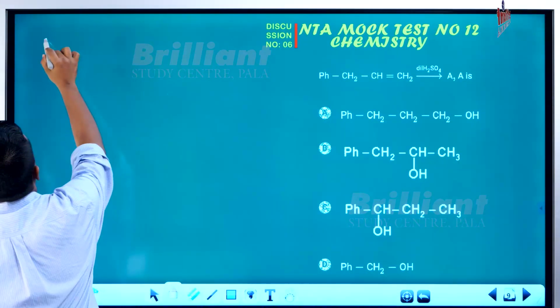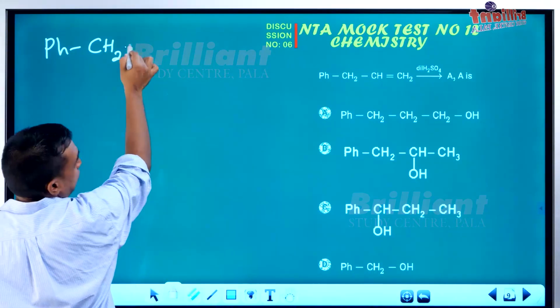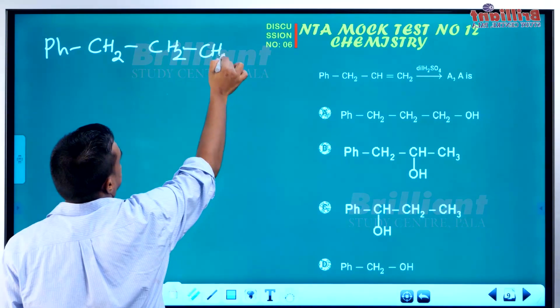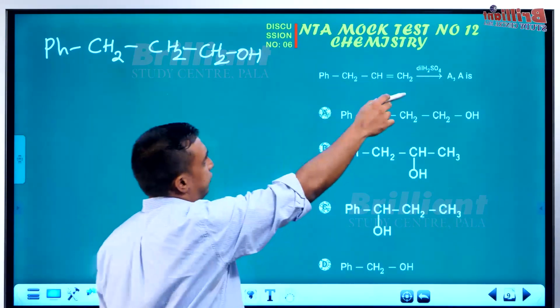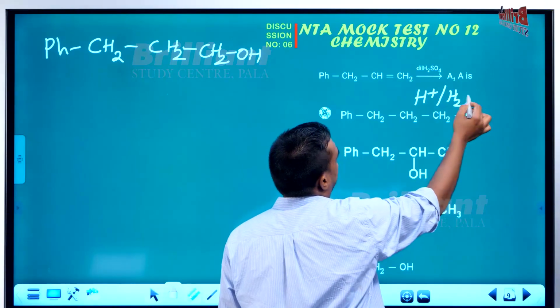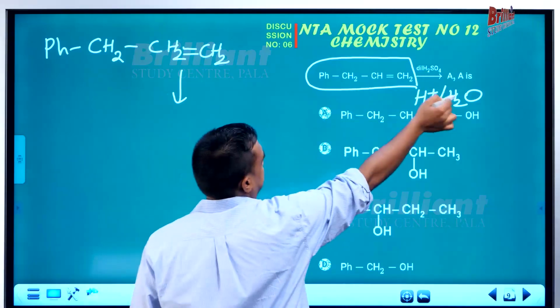They have given Ph, which means a benzene ring, CH2, CH2, CH2OH. Now, I have dilute H2SO4. What is the meaning of dilute H2SO4? I have H plus and I have water. So in the first step, what will happen? Here we have H plus and H2O.